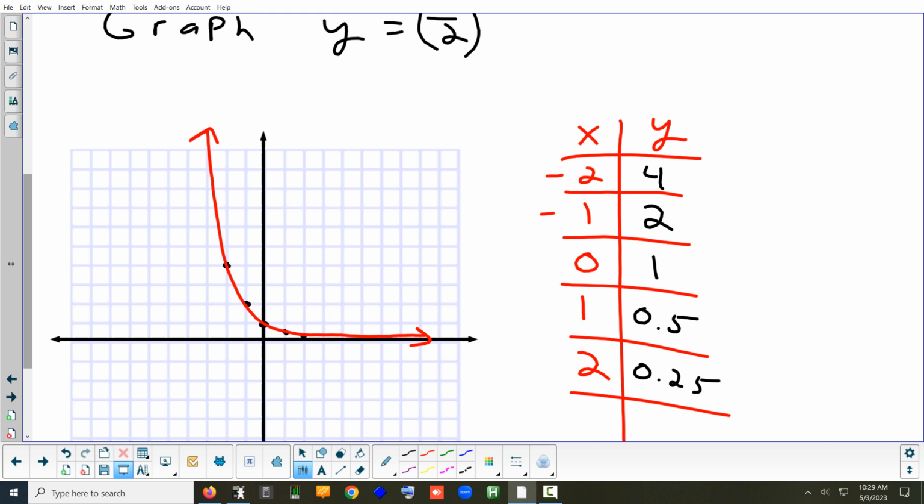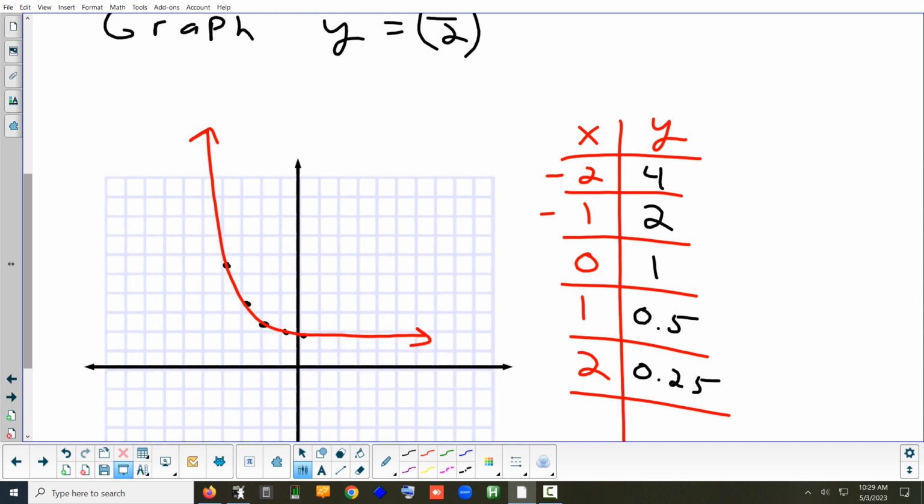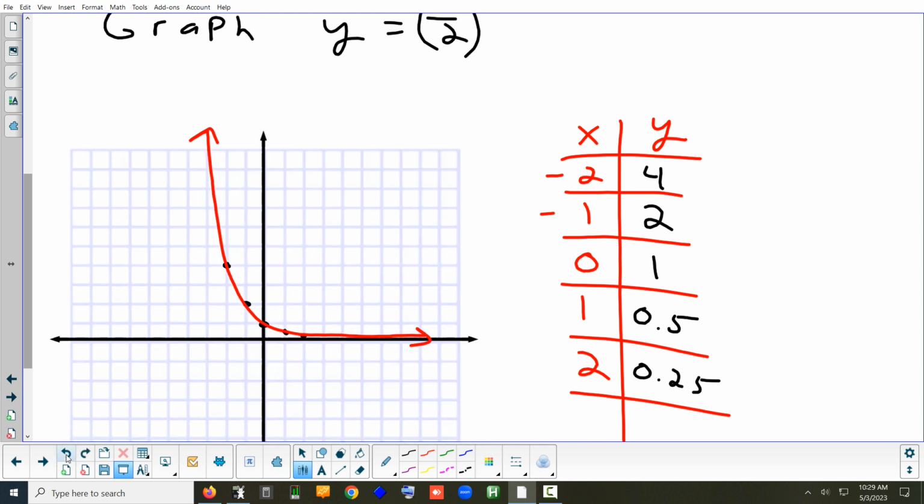It does keep going in each direction. As it goes further to the right, it just ends up getting flatter and flatter, but it will never go under that black line. It'll just get closer and closer to it. Any question on the sketch?